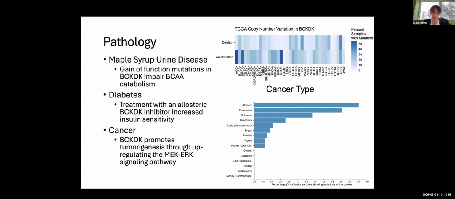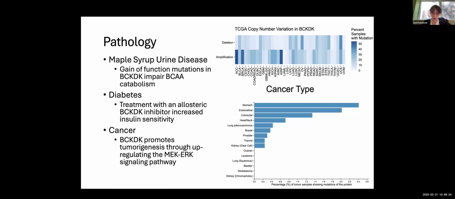The treatment of obese rats with an allosteric BCKDK inhibitor has actually been shown to decrease hepatic triglyceride levels and improve glucose tolerance and insulin sensitivity. It is also associated with cancer. So BCKDK has been found to promote tumorigenesis of colorectal cancer by directly phosphorylating serine 221 of MEK, which is a downstream kinase of the EGFR signaling pathway and is involved in cell growth and proliferation.